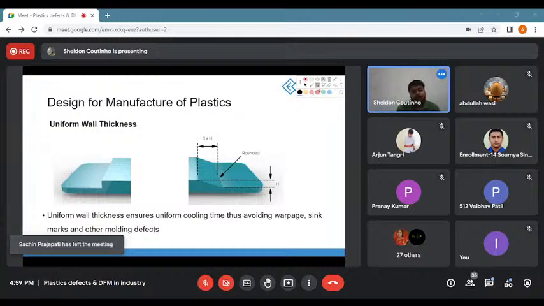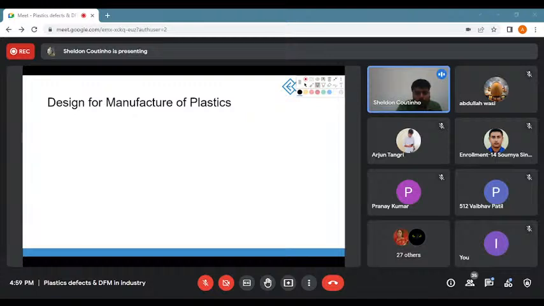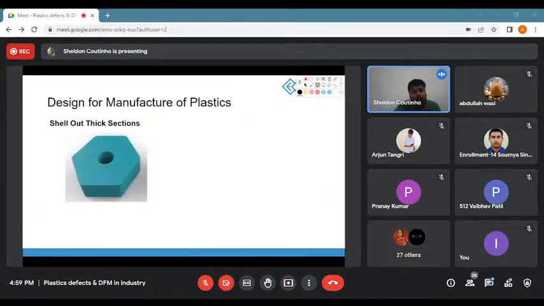And in plastics, filleting is very critical, because pushing the plastic into the tiniest of corners is going to be very difficult. It's going to be impossible and cost a lot more money than what you can afford. So always provide this fillet so that the material just rolls off that corner, rather than you forcing it into that corner. So that is one more important thing. And the last one is shelling out thick sections.